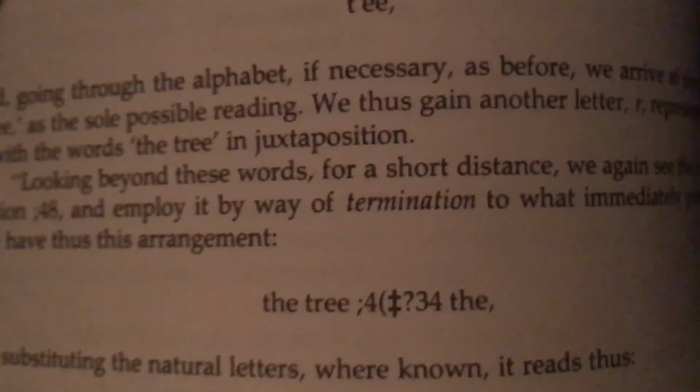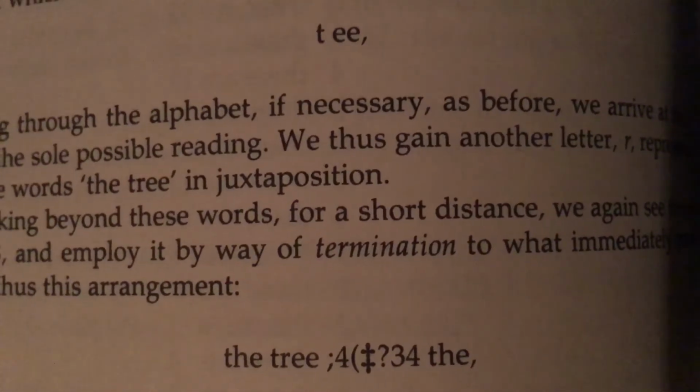We thus gain another letter, R, represented by parentheses, with the word the tree in juxtaposition. Looking beyond these words for a short distance, we again see the combination semicolon 48 and employ it by way of termination to what immediately precedes. We thus have this arrangement. Or substituting the natural letters where known, it reads thus.